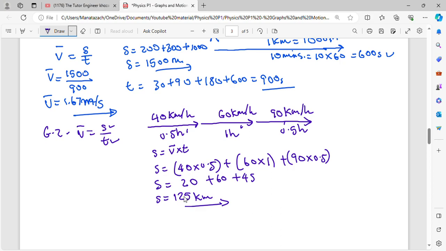Now that we know the distance, we can calculate the average speed. 125 kilometers divided by 2 hours, average speed is 62.5 kilometers per hour.